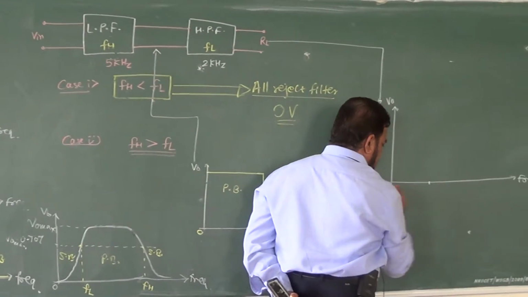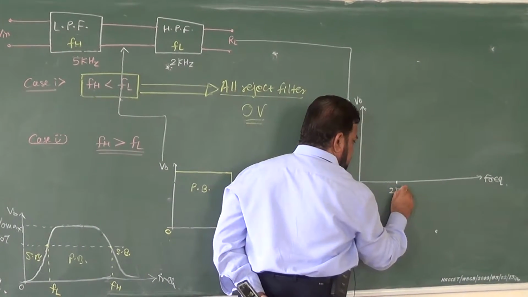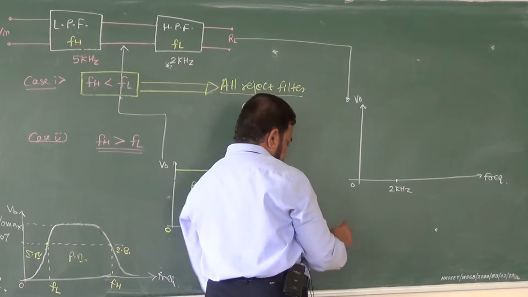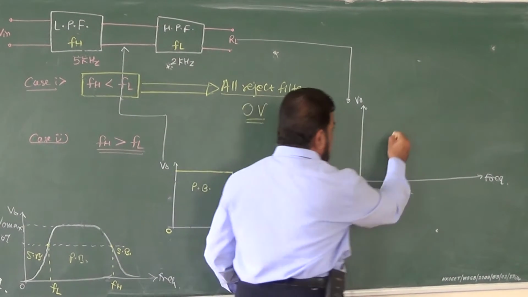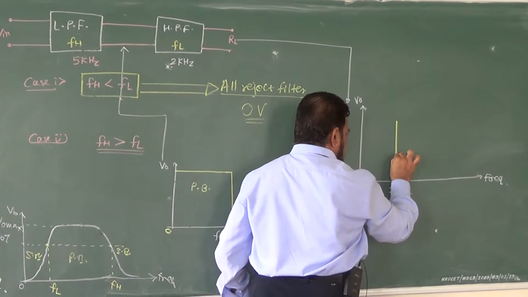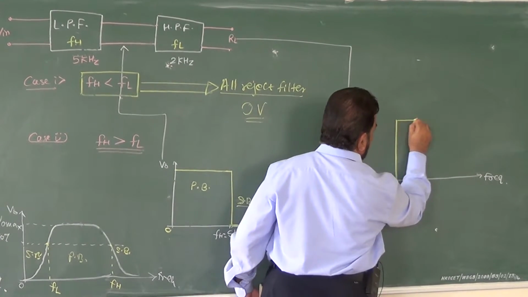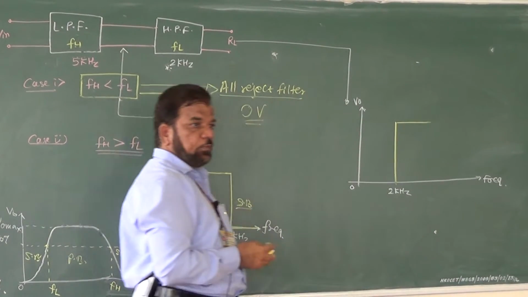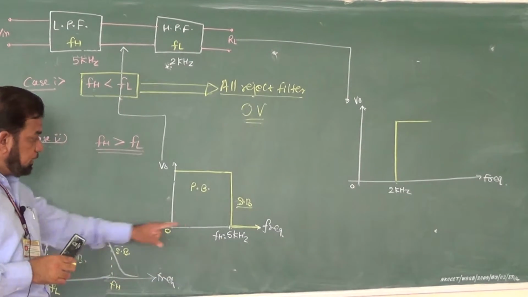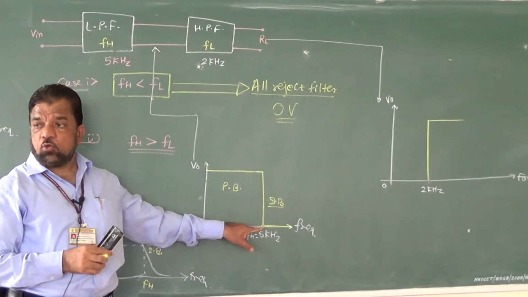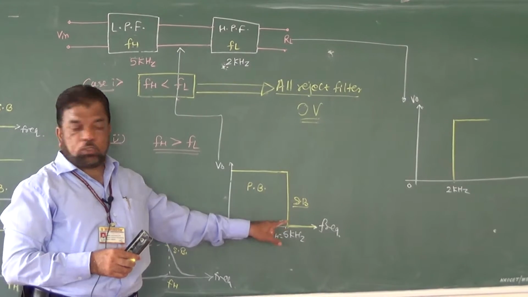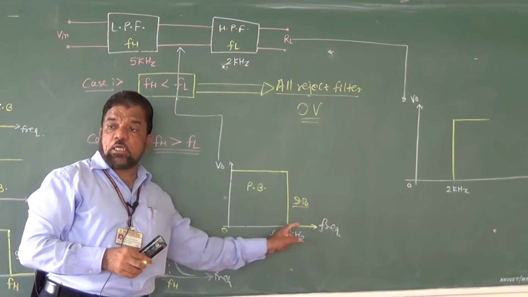So if I take this point as 2 kilohertz, then your response is it will transmit the frequencies from 2 kilohertz onwards. But whatever the maximum frequency that is available is nothing but 5 kilohertz. So there is no issue of transmitting the frequencies above 5 kilohertz.